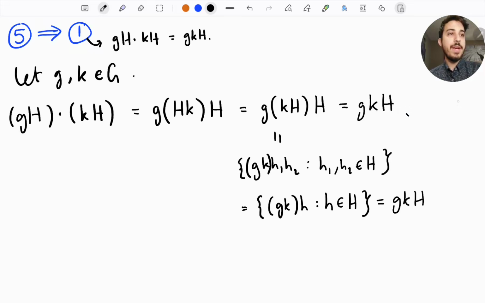So with that, we have finished proving this beautiful theorem about the complete characterization of normal subgroups. And that is it.